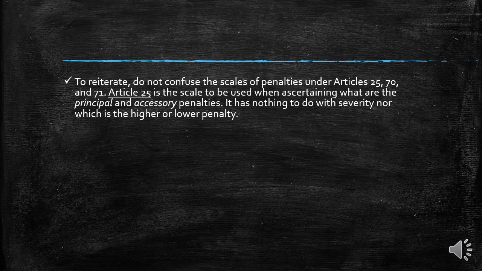To reiterate, don't confuse the scales of penalties under Articles 25, 70, and 71. Take note that Article 25 is the scale to be used when ascertaining what are the principal and accessory penalties. It has nothing to do with severity, nor which is the higher or lower penalty.